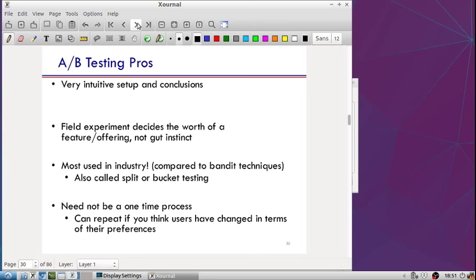And so we won't spend too much time on A/B testing. That's the A/B testing that I'm going to cover. It's very intuitive to set up and very intuitive to conclude. So it's the Fisher way. You can either reject or not reject the null, right? Null could be the current website.